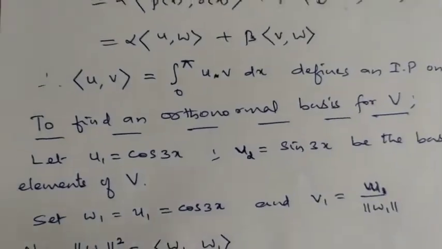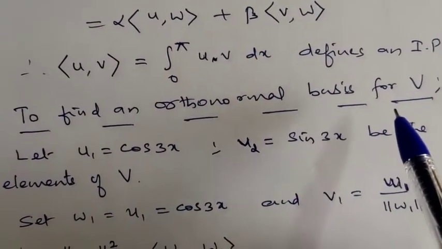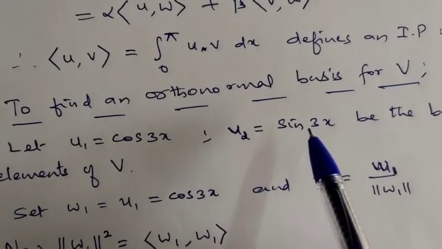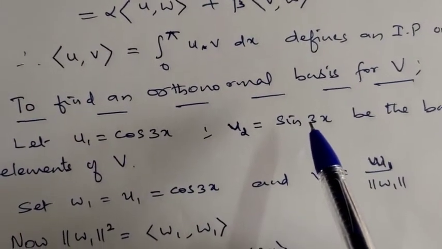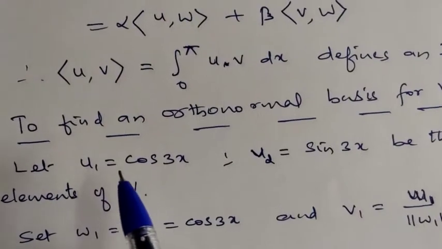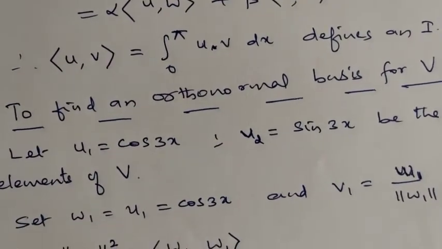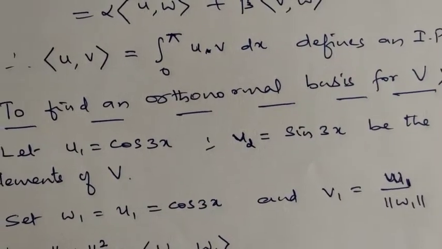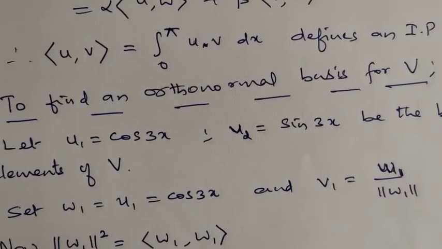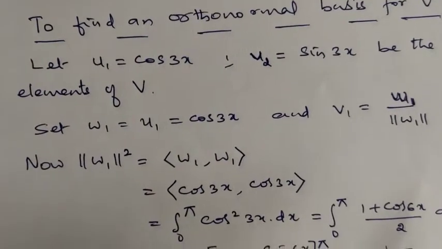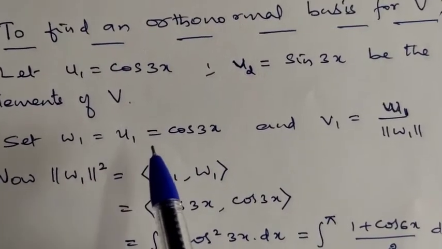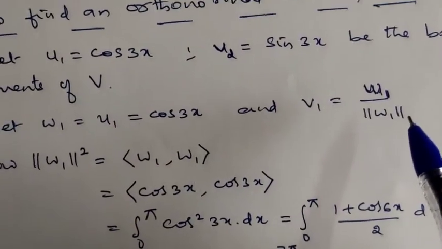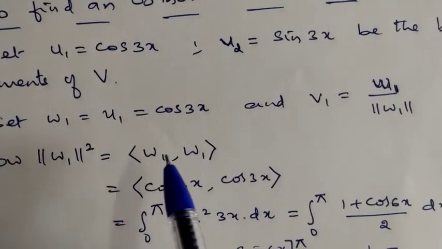Now, what is the final step? In the final step, we find the orthonormal basis for V. Okay. Now, we know that cos 3x and sin 3x are the solutions or basis elements for V. Therefore, I call them u1 equal to cos 3x and u2 equal to sin 3x. Now, we construct the orthonormal basis using these basis elements u1 and u2. So, the same procedure. Okay. Set w1 equal to u1, that's equal to cos 3x, and v1 is equal to w1 by the norm of w1. Then the norm of w1 whole squared is the inner product of w1 comma w1.